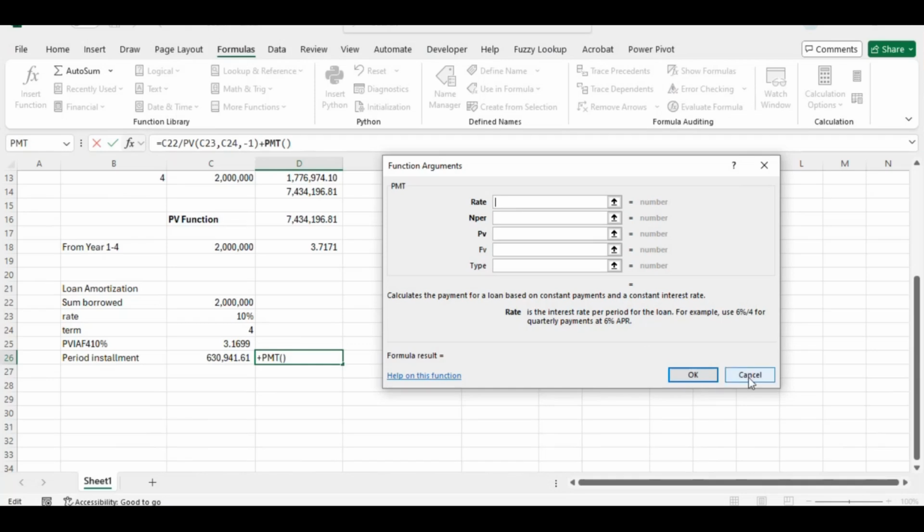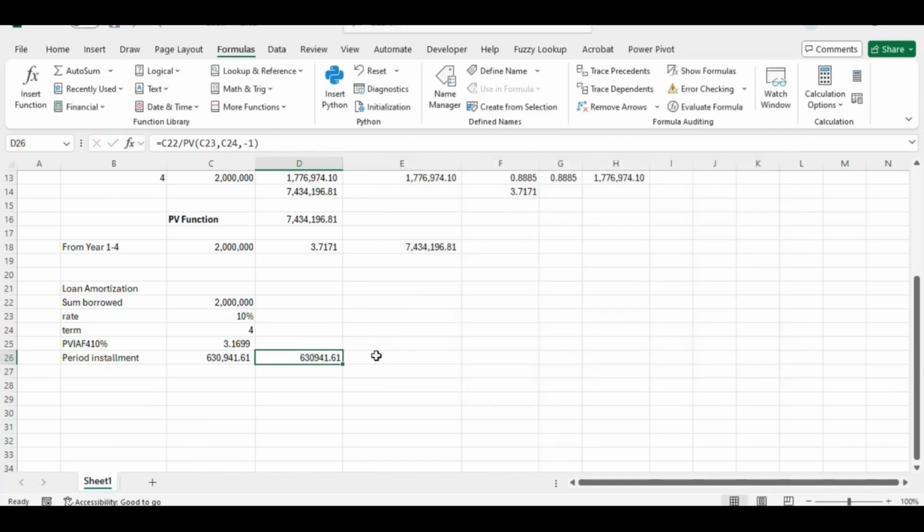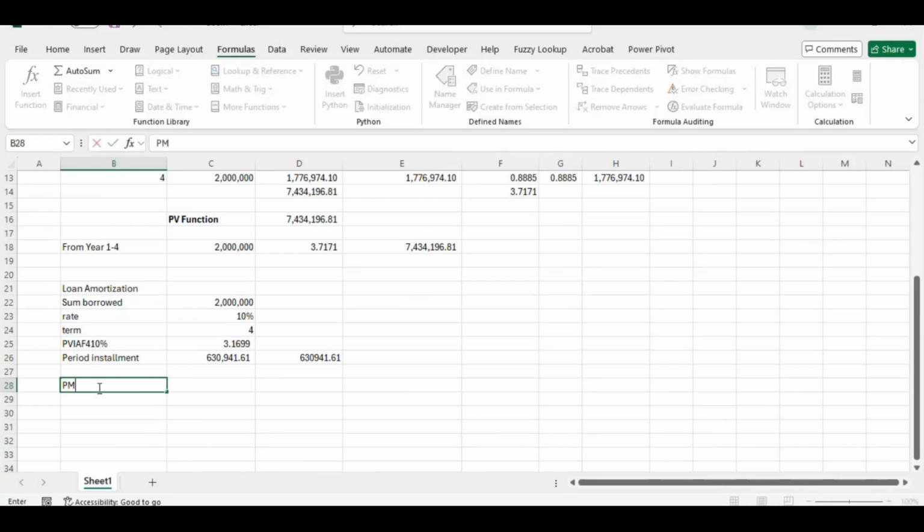So we want to use this PMT function and try to see whether we can use a PMT function without having to calculate it manually. So let's get the periodic installment using the PMT function, which is the loan repayment function.